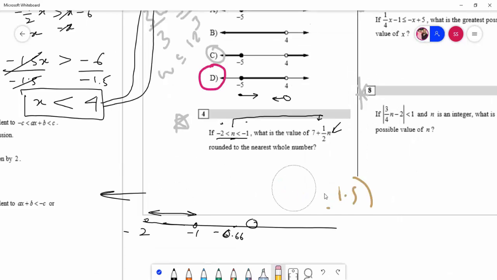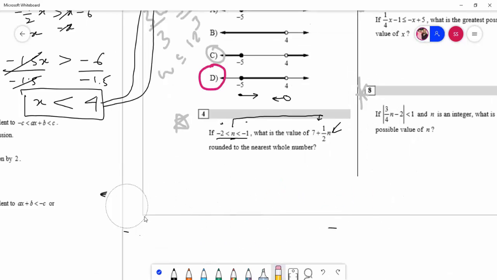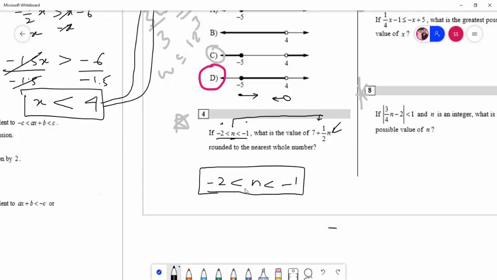Let's see how to do this. You have the desired state here as 7 plus 1/2 n, and you're already given that n is in between -2 and -1. This is given here, okay? And you want this thing here, right? 7 plus half of n, right?